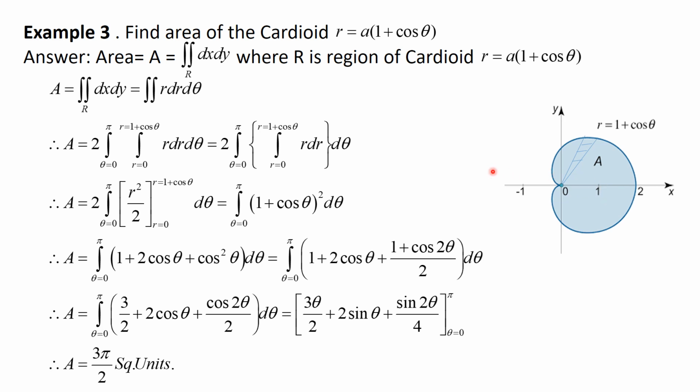So treating the result, A is equal to double integral dx dy. Since we are using in terms of polar form, convert it in terms of dx dy is nothing but r dr d theta, and see the limits for r and theta.